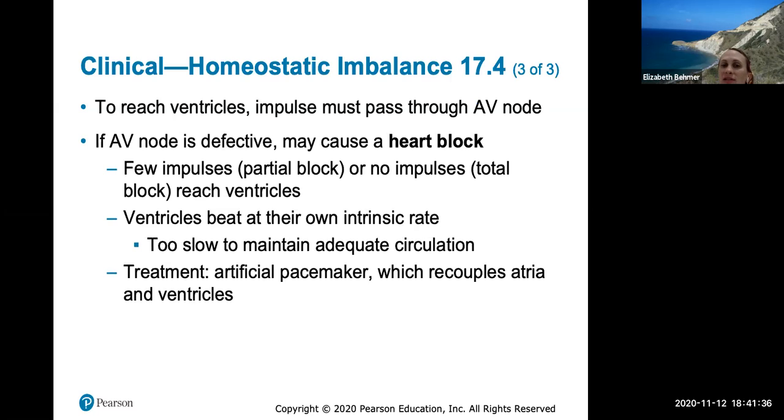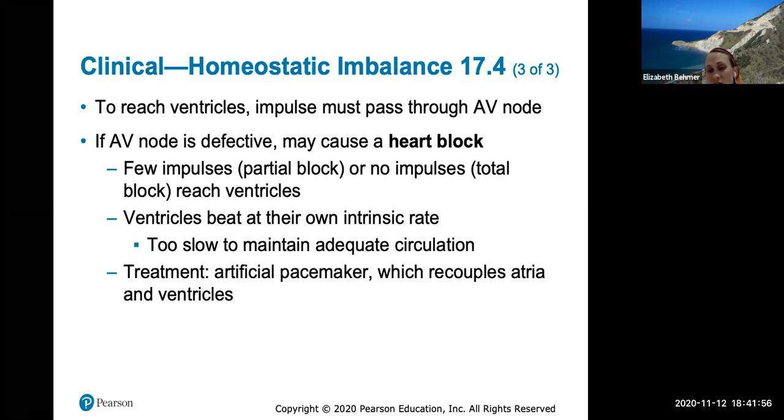To reach the ventricles, an impulse must pass through the AV node. So many times we call heart blocks occurring if the AV node is defective. If your AV node is defective, it may cause what we call a heart block, where the impulse, if it can't get through the AV node, won't get through to the ventricles.